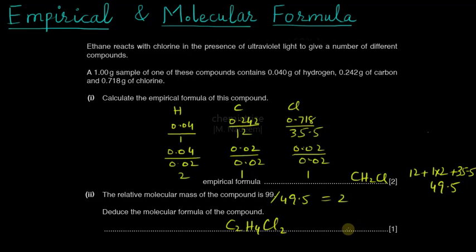C2H4Cl2. So this is how first of all we'll find the empirical formula, then we'll find the empirical formula mass, divide the molecular mass with the empirical formula mass to get a number, and that number is multiplied with the empirical formula to get the molecular formula. Hope you got this all.